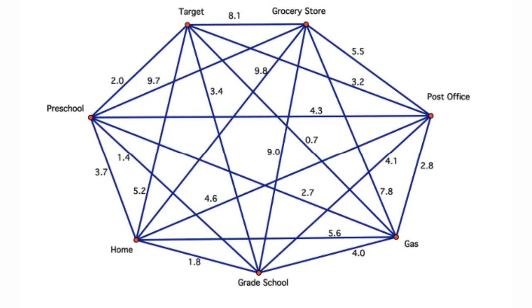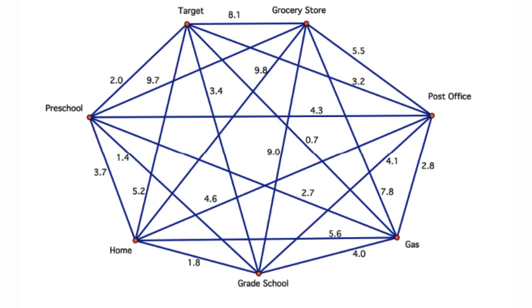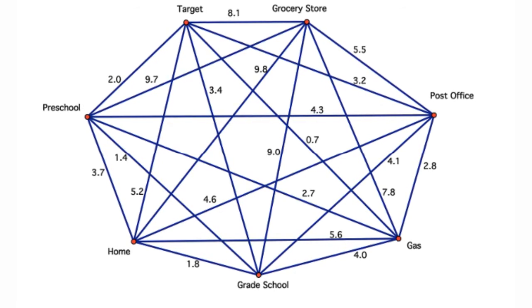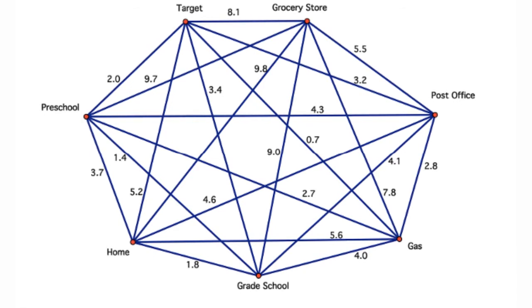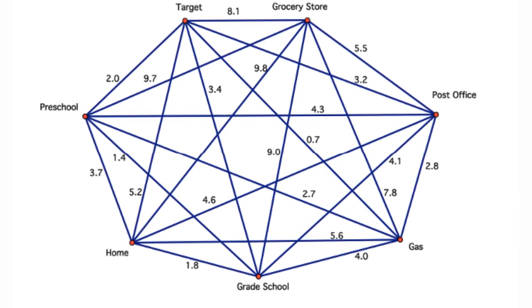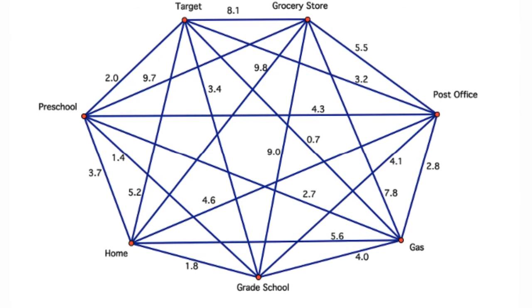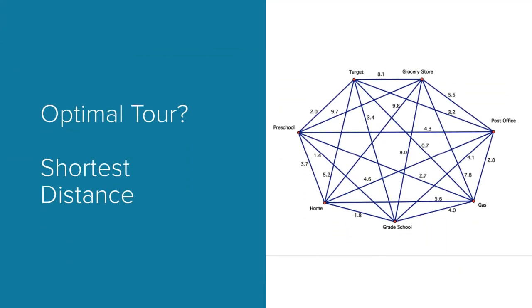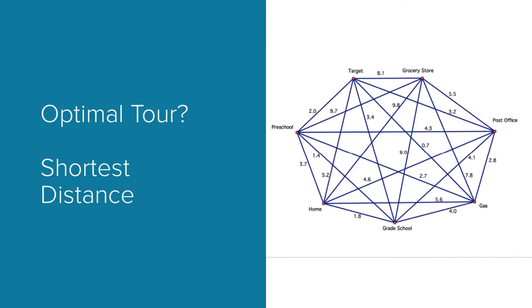Our last example actually comes from my real life. Suppose I need to go to the grocery store, pick up my kids from school, stop by the post office, and get gas. Here's those 7 locations that I need to visit, along with distances in kilometers. In this case, I would really like to minimize the distance that I travel and save some time too.